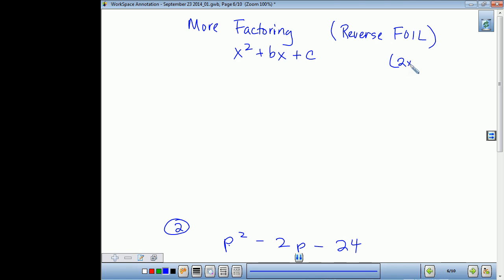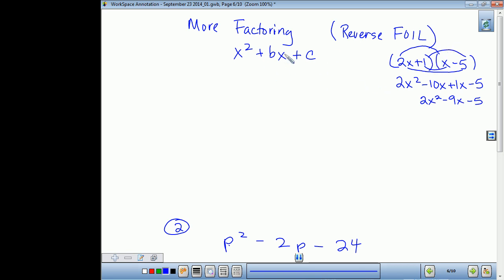Do you guys remember when we took things like this and we multiplied them, and I said a mnemonic that you could use for multiplying would be FOIL, where you multiply your first terms, you multiply your outside terms, you multiply your inside terms, and you multiply your last terms. Okay, so what we would get was 2x squared minus 9x minus 5. Okay? So we're going to think in reverse of this today.